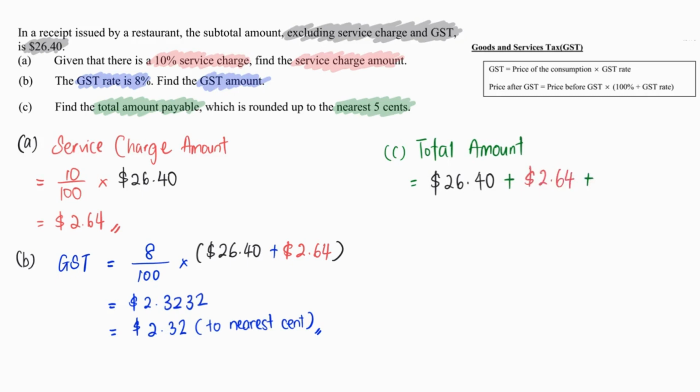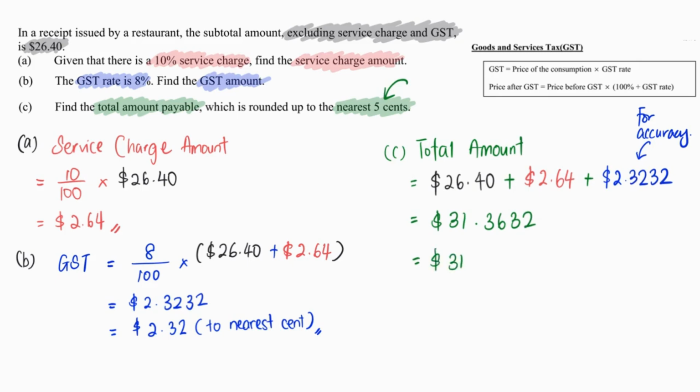And do notice that because this is part of the working, don't use $2.32, rather $2.3232. Okay, this is important for accuracy. And this will sum up to $31.3632.